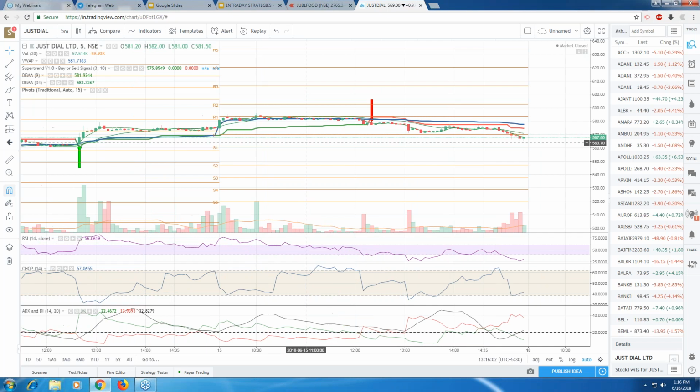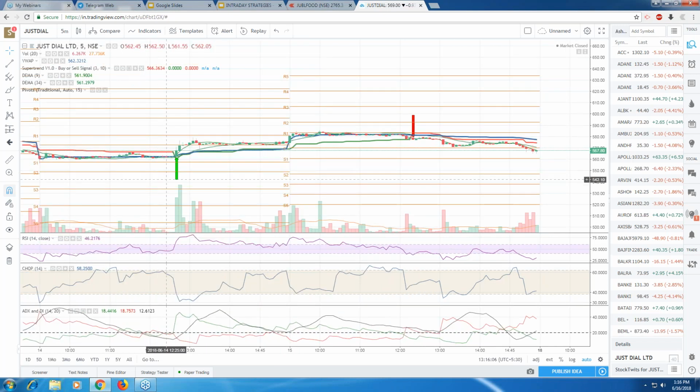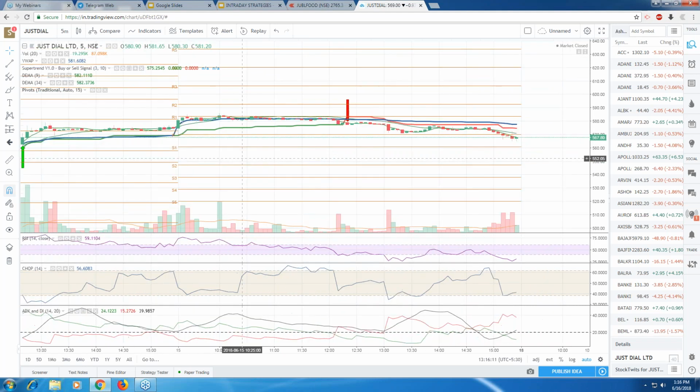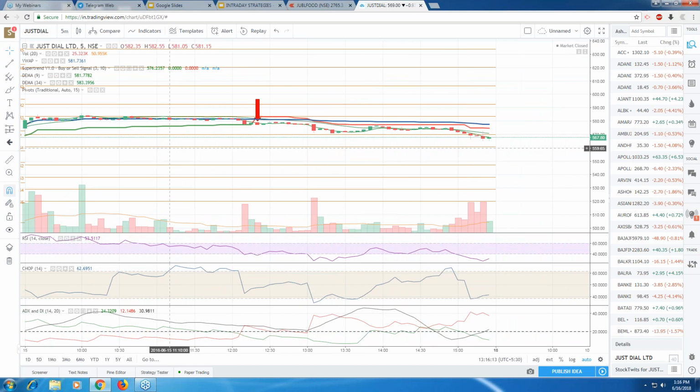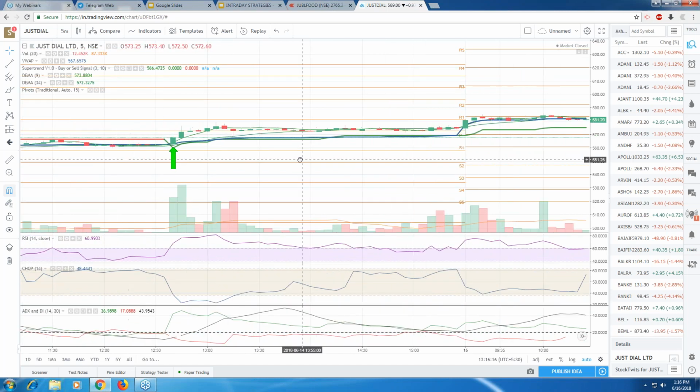So here is the super trend. Super trend has given a signal. Fine. And just see here, let me make it bigger here. So this is super trend. The green one is super trend and the VWAP is this blue one. Super trend crossed VWAP over here, right? Once it crossed, touched, and then it went up, right?